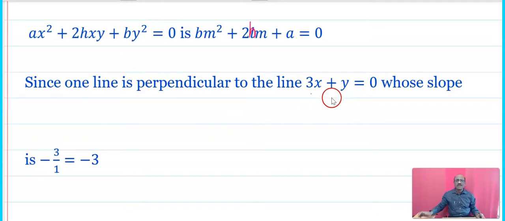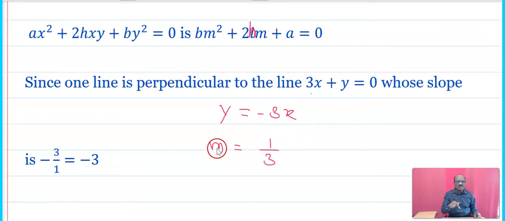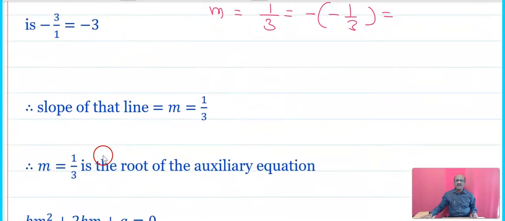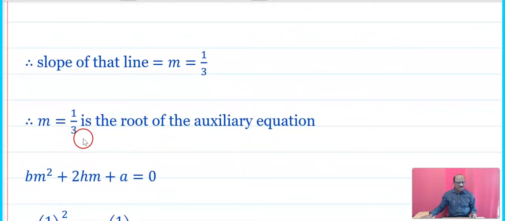Therefore, first of all, we'll find out the slope of this line. 3x plus y equals 0 means y equals minus 3x. This is the slope of the line. But the slope of the required line is m equals minus the reciprocal of this, which is 1 by 3, since minus and minus become plus. Minus and reciprocal of this minus, and here you will get 1 by 3. The slope of the line m equals 1 upon 3, and m equals 1 by 3 is the root of our required auxiliary equation.